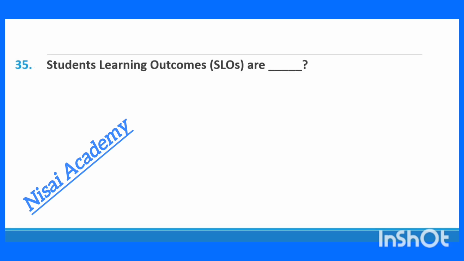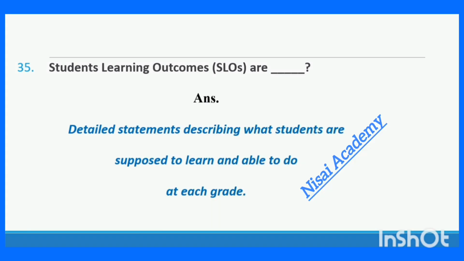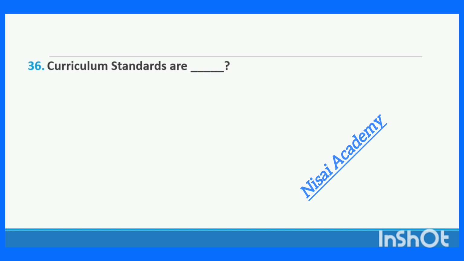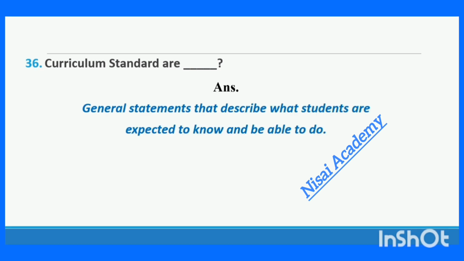What are the student learning outcomes? Student learning outcomes are detailed statements describing what students are supposed to learn and able to do at each grade. Question 36. What are the curriculum standards? Curriculum standards are general statements that describe what students are expected to know and be able to do.